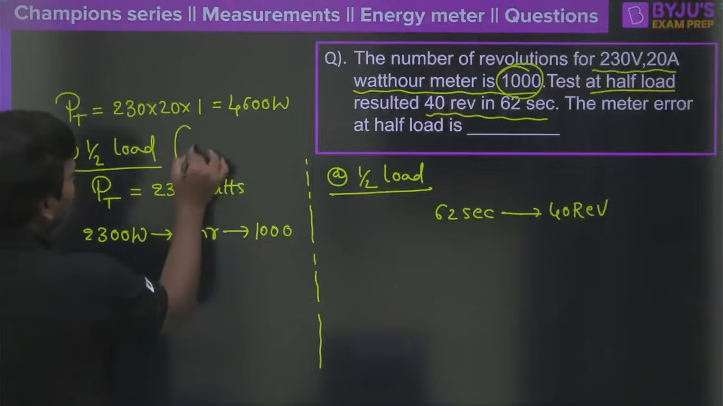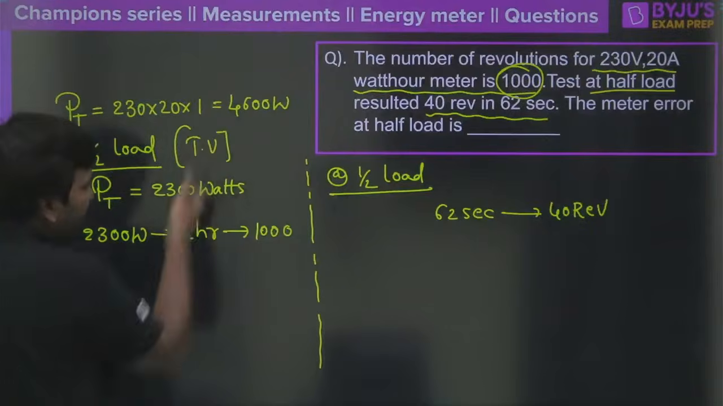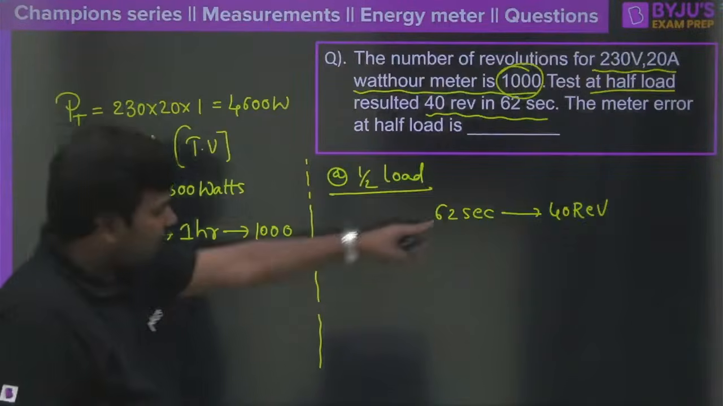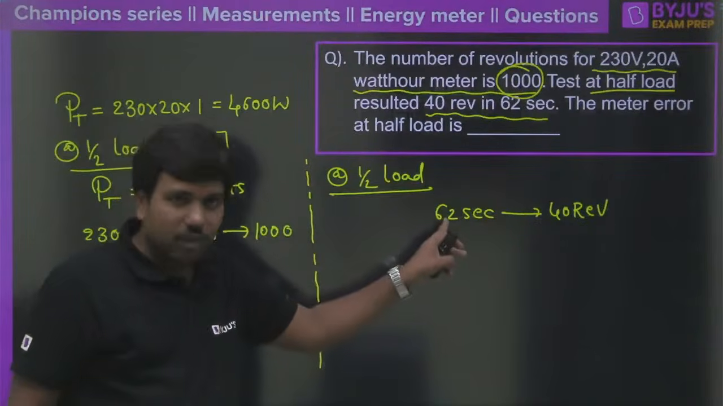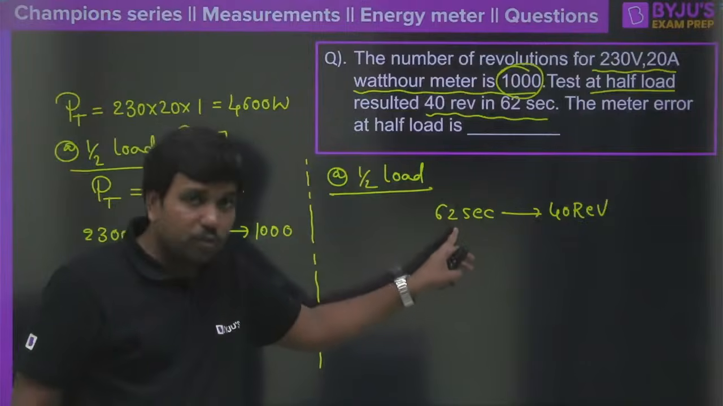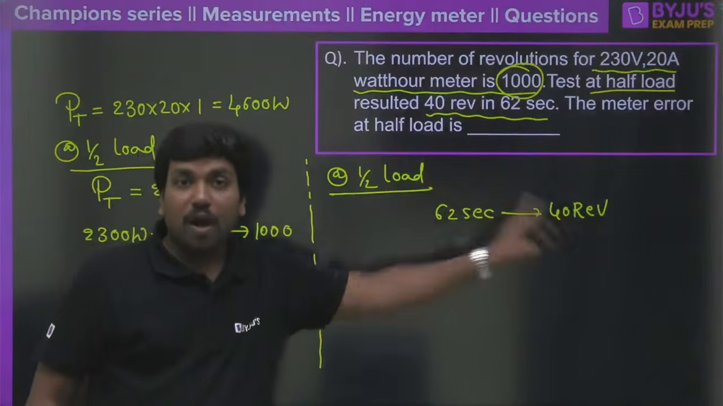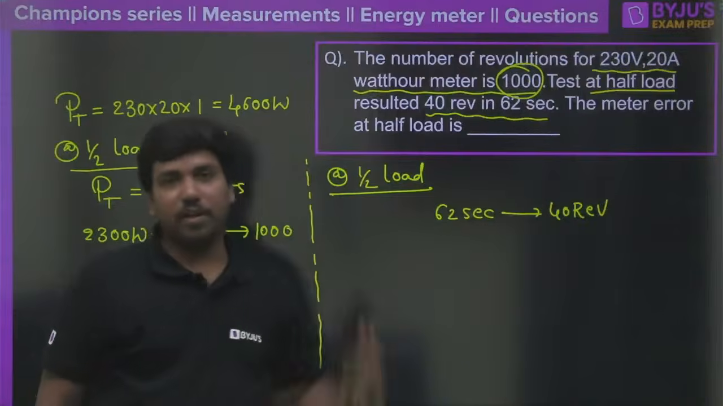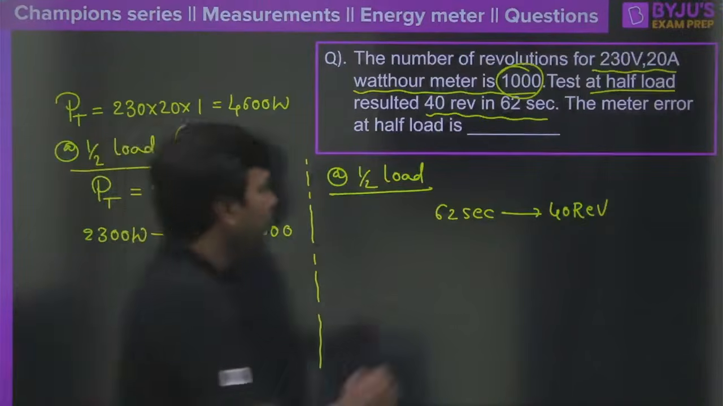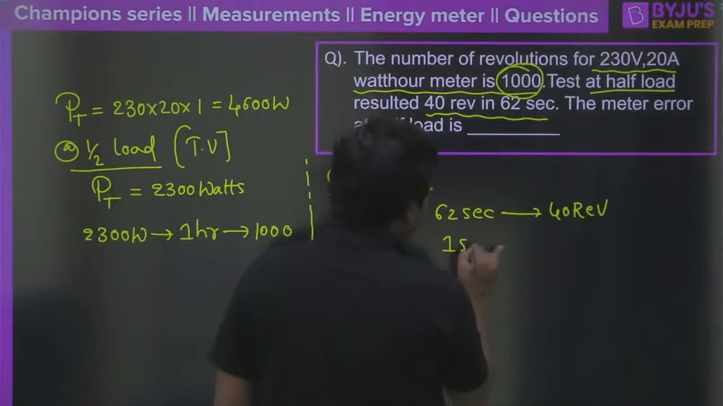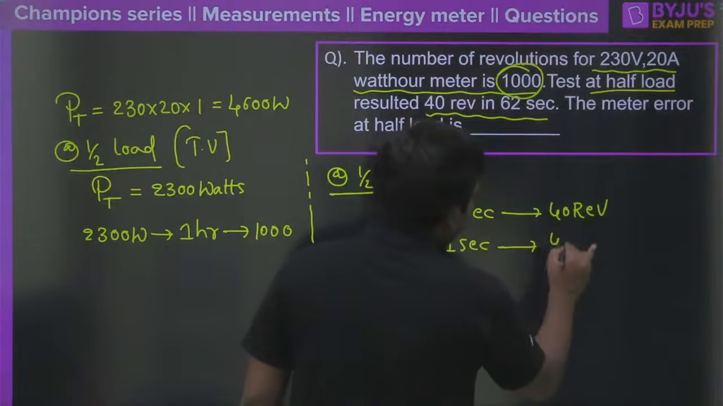So in fact, whatever we are using here, these are the true values. But what is the situation here? In 62 seconds it is making 40 revolutions. Try to estimate for 1 second how much it would be. For 1 second it would be 40 divided by 62 revolutions.